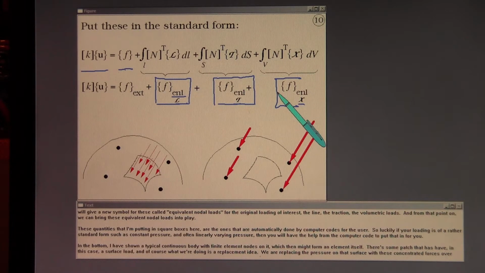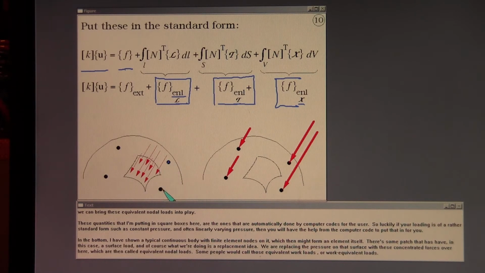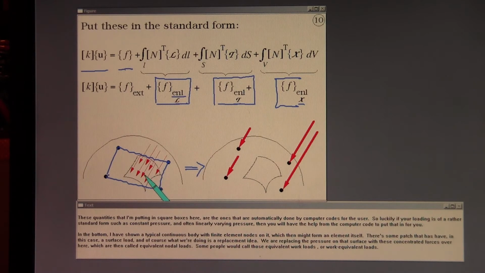In the bottom, I have shown a typical continuous body with finite element nodes on it, which then might form an element itself. There's some patch that has, in this case, a surface load. And of course, what we're doing is a replacement idea. We are replacing the pressure on that surface with these concentrated forces over here, which are then called equivalent nodal loads. Some people would call those equivalent work loads or work equivalent loads.